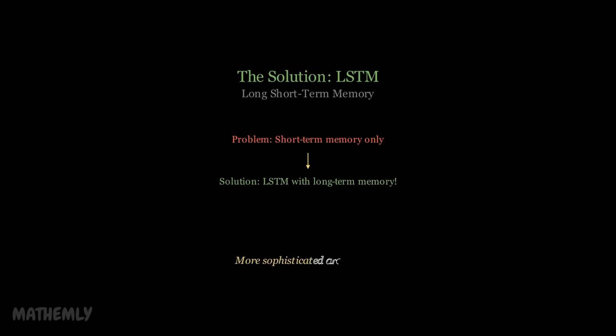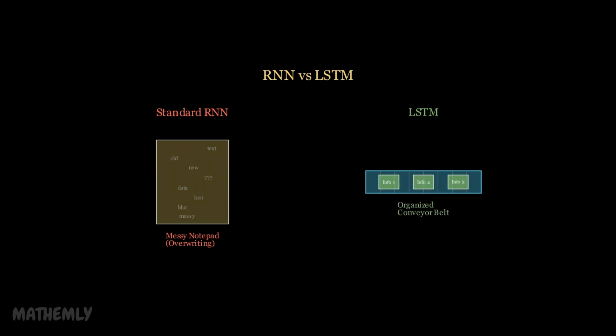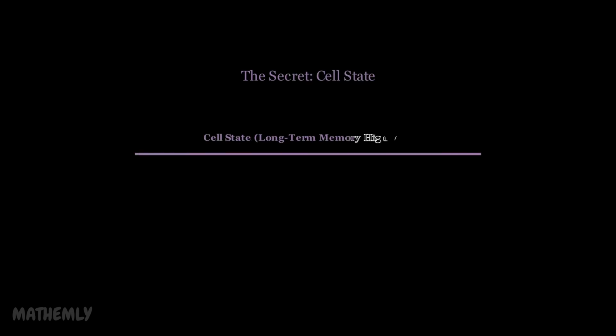To fix this short-term memory bottleneck, researchers created a much more sophisticated version of the RNN called the LSTM, which stands for Long Short-Term Memory Network. If a standard RNN is like a messy notepad where you just keep overwriting your notes until they become an unreadable blur, an LSTM is like a highly organized conveyor belt. The secret of the LSTM is a core component called the cell state. The cell state carries long-term information from the beginning of a sequence to the very end with almost no interference.